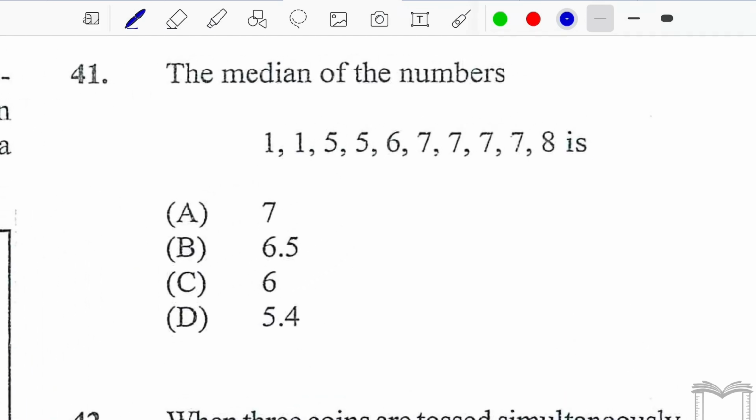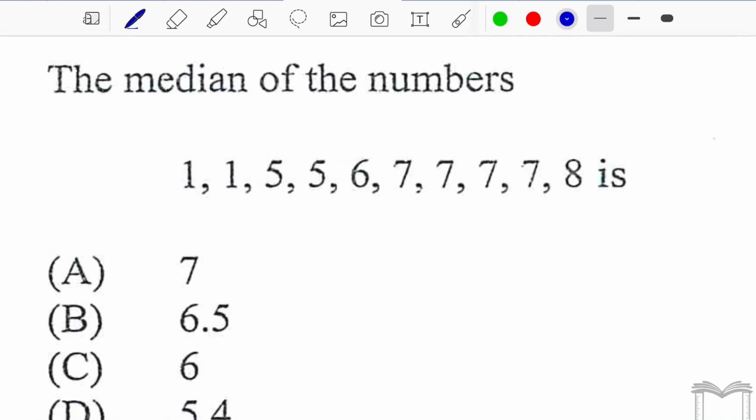Number 41. The median of the numbers is, so when finding the median of numbers, we must firstly put the numbers in ascending or descending order. So luckily for us, it's already in ascending order. And then we pick the middle number or middle numbers. So I will show you exactly what we do.